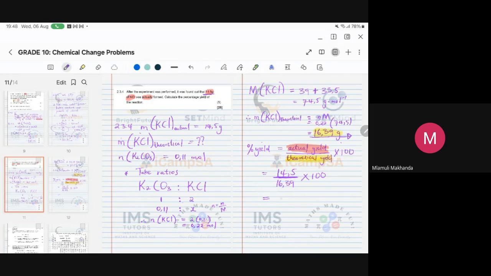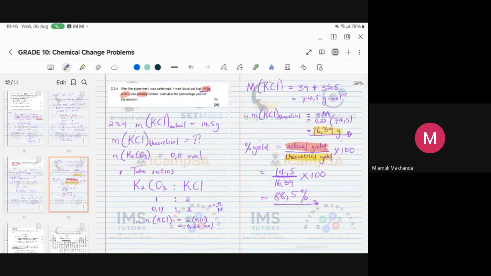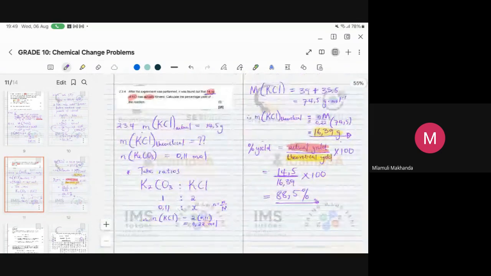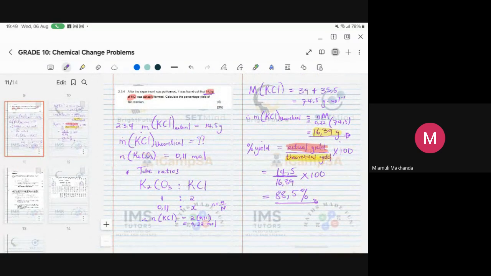The percentage yield is 88.5%. This means we formed 88.5% of the mass that we had initially estimated. So the actual mass that we formed was 88.5% of the initially estimated one. So that's how you would do that question.